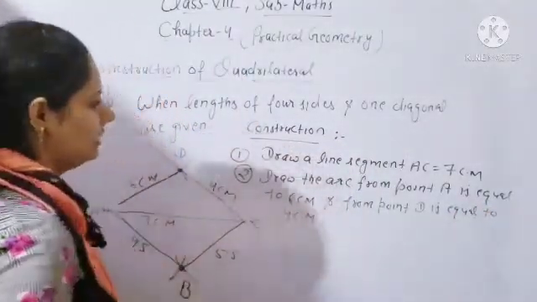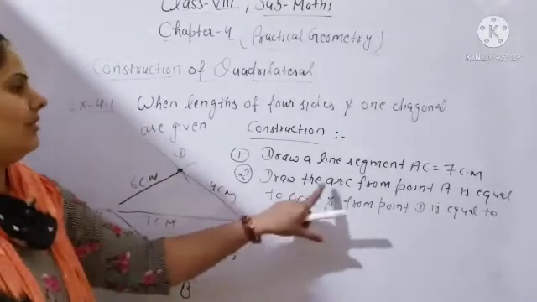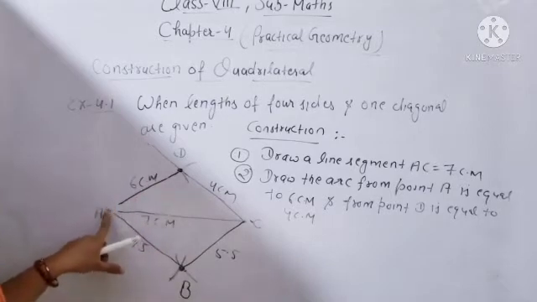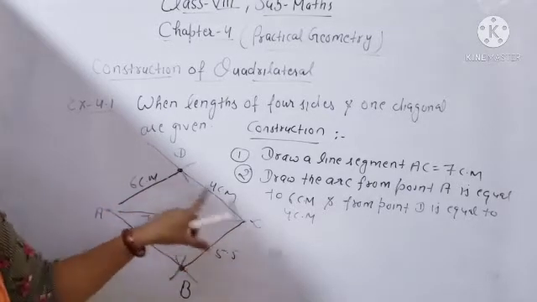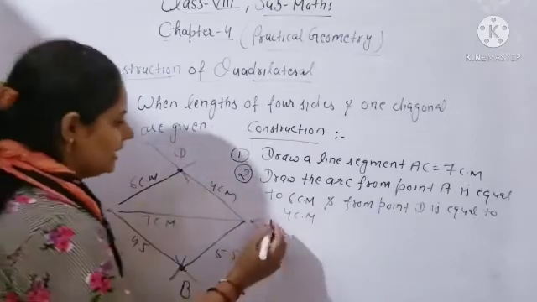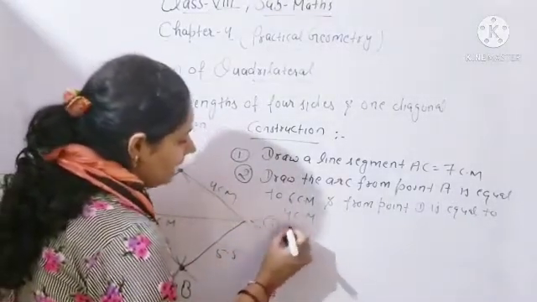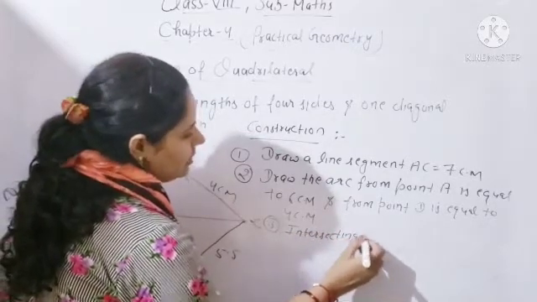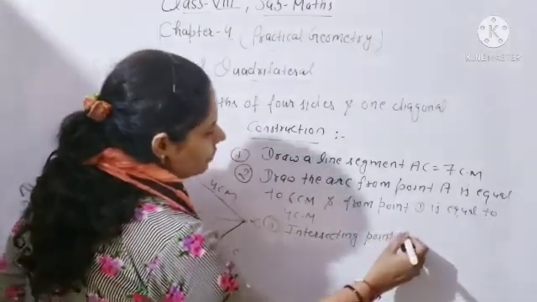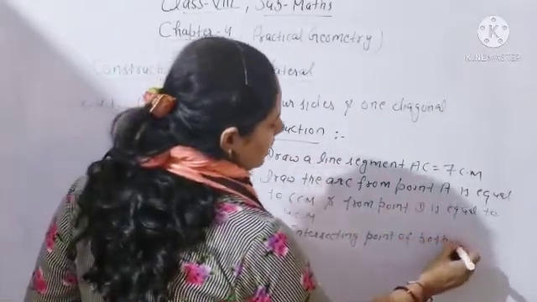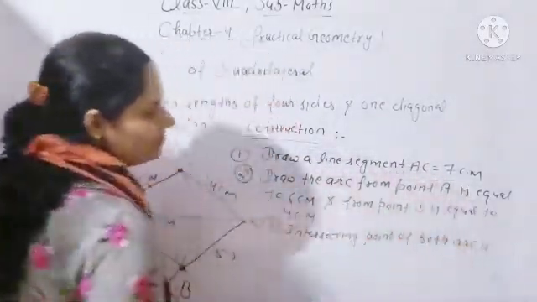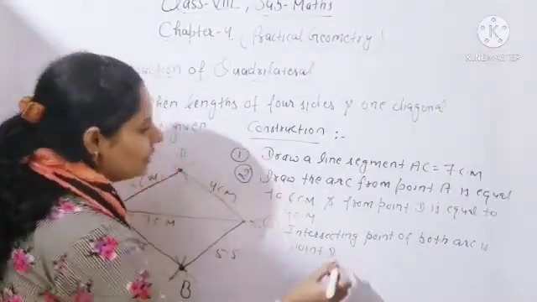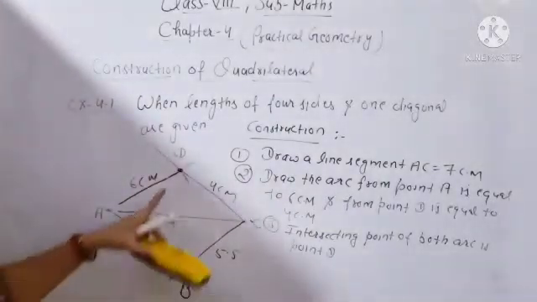Okay, so what you have done, beta, in the second step, you have drawn the arc from point A. You will open your compass and draw the arc from point A 6 centimeter, from point C 4 centimeter. Clear? Now third step, the intersecting point of both the arcs is point D. Clear? Point D.